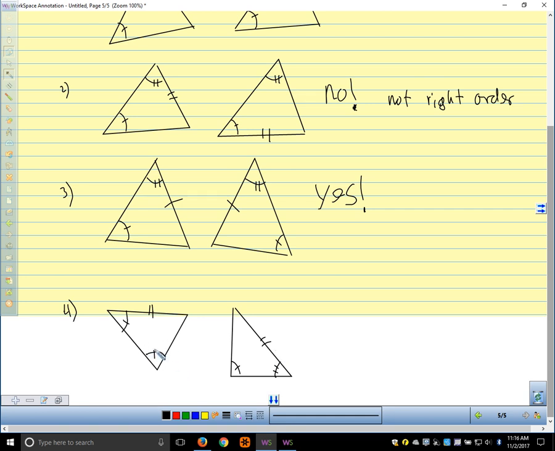Whoops, there should be 2 there. How about that one? No? Yes? Maybe? Two tick mark side is next to the 1 tick mark angle here. The 2 tick mark side here is next to the 2 tick mark angle there. So that would be a no, not the right order. So that's what the theorem means by corresponding. We have to match them up in the right order.